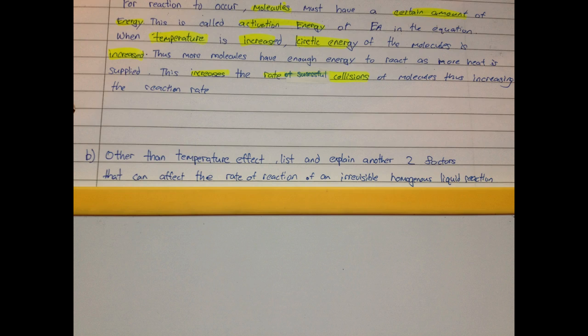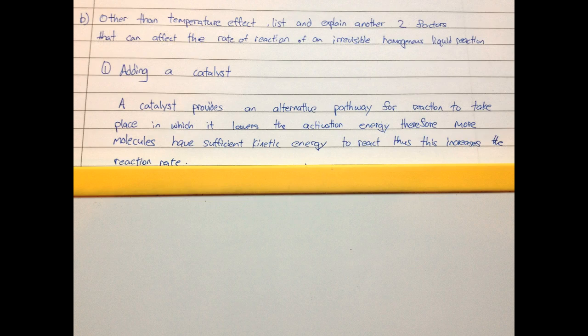Now let's move on to question B. Other than temperature effect, list and explain another two factors that can affect the rate of reaction of an irreversible homogeneous liquid reaction. One way to affect the rate of reaction is by adding a catalyst.